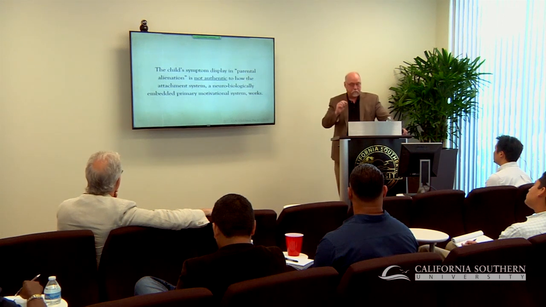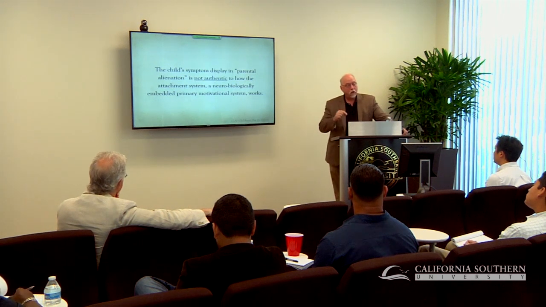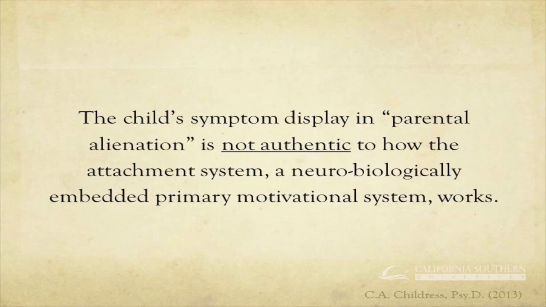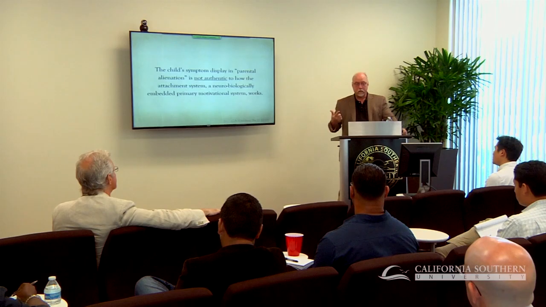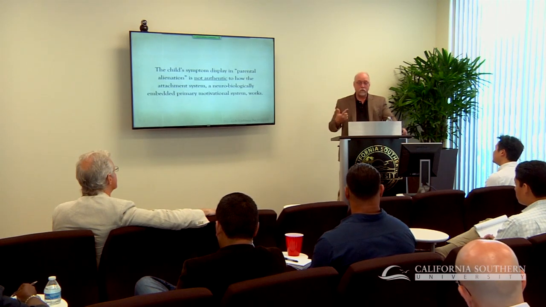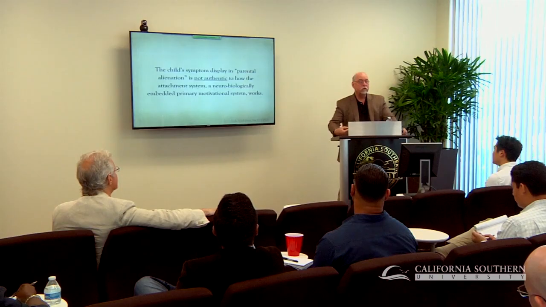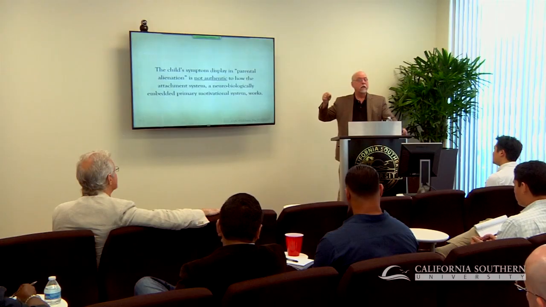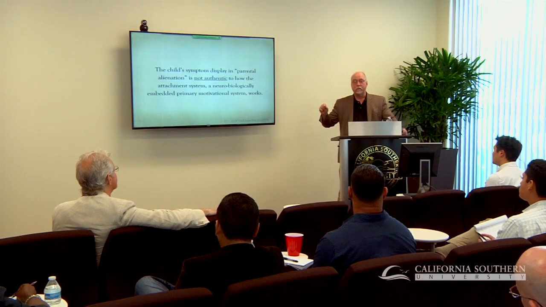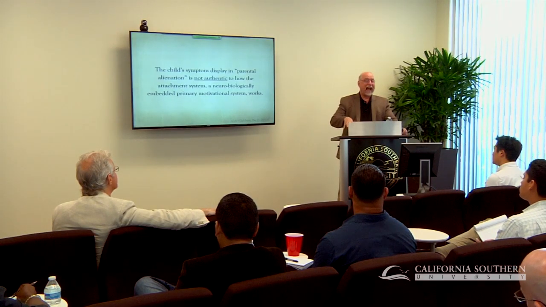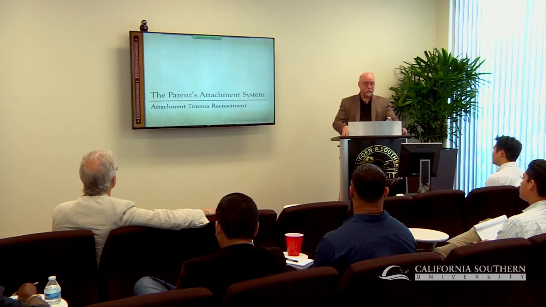The child's symptoms in parental alienation are not authentic to how the attachment system, a neurobiologically primary motivational system, works. It's not authentic. But that means anybody who's looking at this, the child custody evaluators, treating therapists, all those folks, need to understand how the attachment system works. It is fundamental to professional competence working with this special population of children and families that professionals who work with this have to understand, have a pretty competent level of understanding for the attachment system.